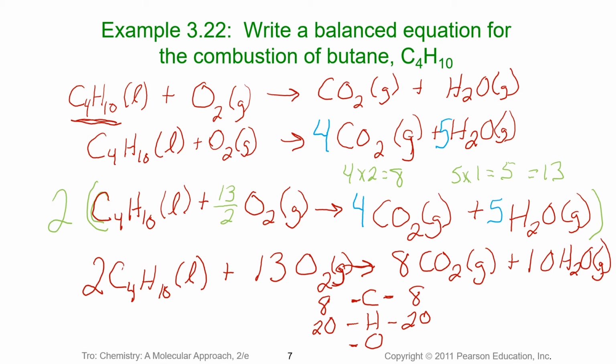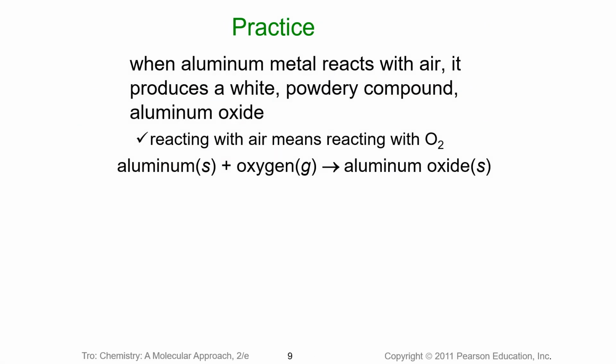Finally, our oxygen, we have 13 times 2, which is 26 oxygen. On the right-hand side, we have 8 times 2, which is 16, plus 10 times 1, which is 10 oxygen. So we know that we've properly balanced our chemical reaction because all of our elements balance. Here's a practice for you to try. Take the compounds and write them into their chemical formulas and balance the chemical reaction.